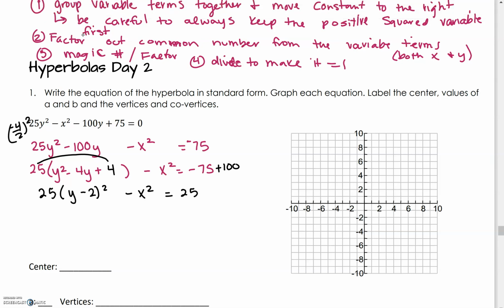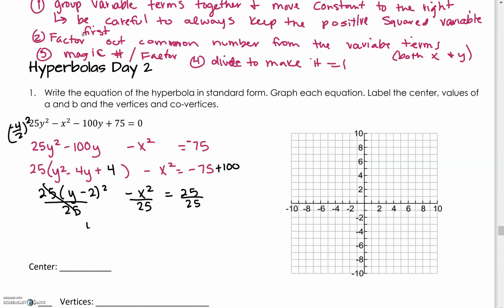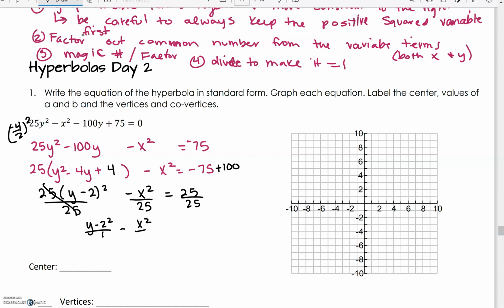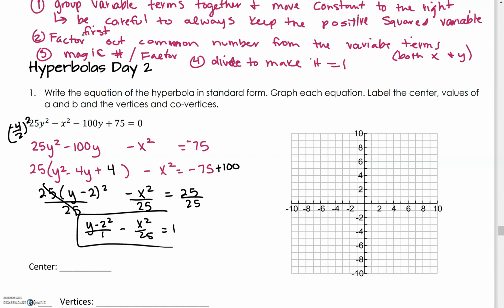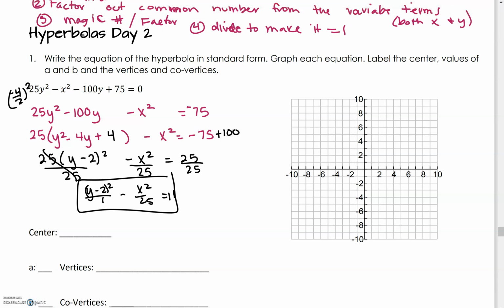There we go. And now we're going to divide every single thing by 25 because we want to get this to be 1. This is going to cancel those out. So it looks like we're left with y minus 2 squared over 1 minus x squared over 25 is equal to 1. And then our center we can now see is at 2, 0.